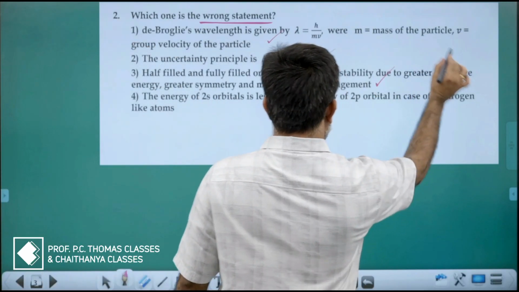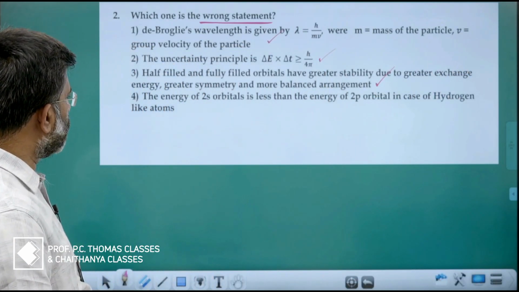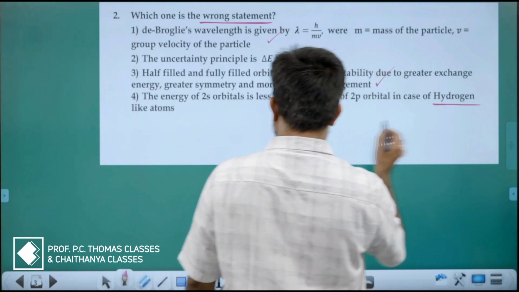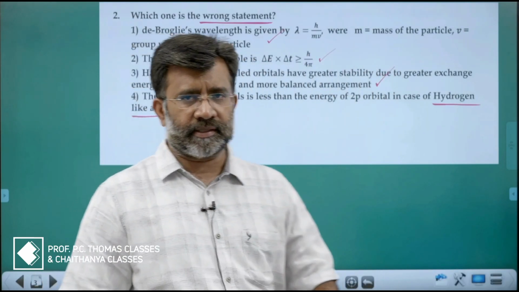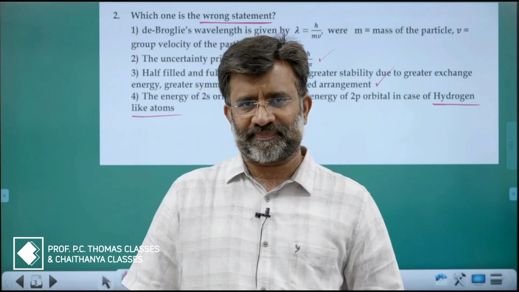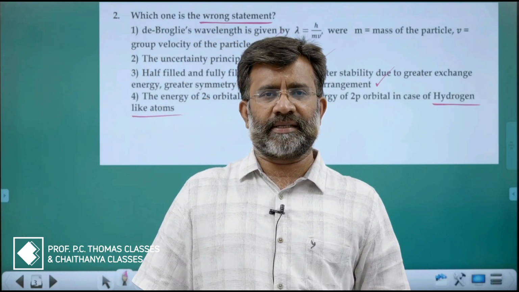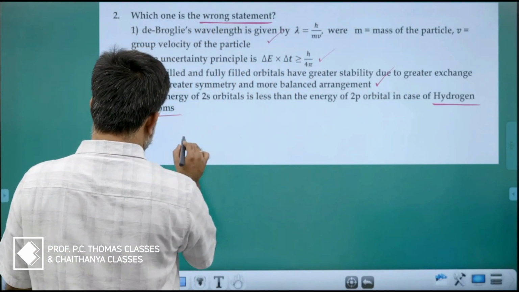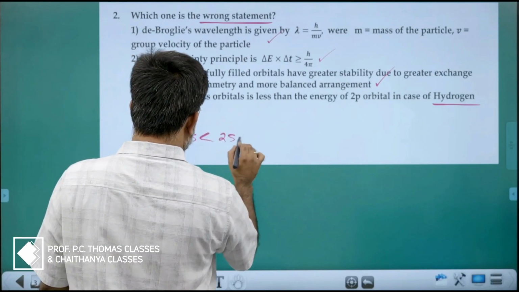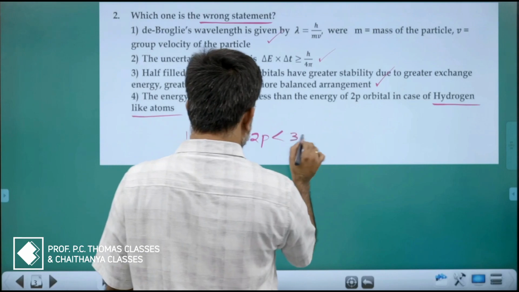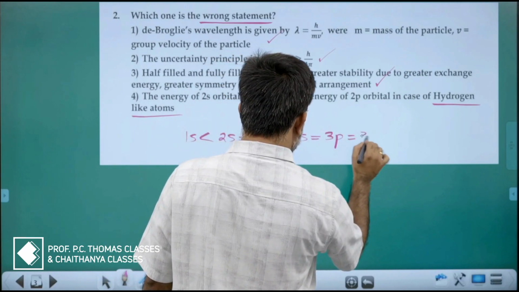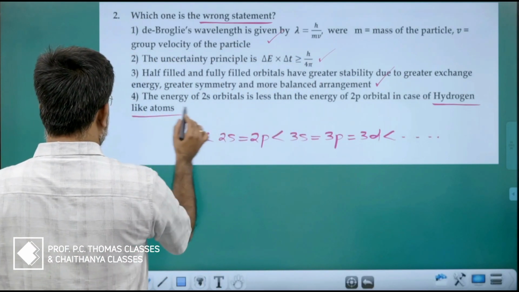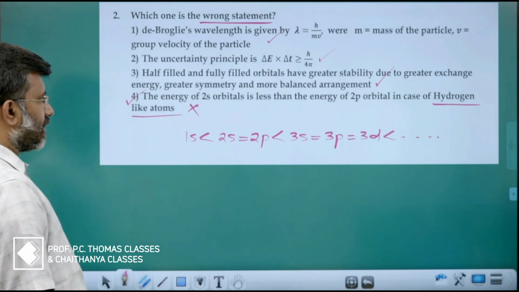NCERT statement: the energy of 2s orbital is less than 2p in case of hydrogen. You have learnt for hydrogen-like atoms, energy is decided by n value only. Energy of atomic orbital is decided by n value only. So what is the order of energy for atomic orbitals for hydrogen? 1s, 2s equal to 2p, 3s equal to 3p equal to 3d, and it goes like that. So quite naturally this statement is wrong. This is a wrong statement, and that is the correct answer.